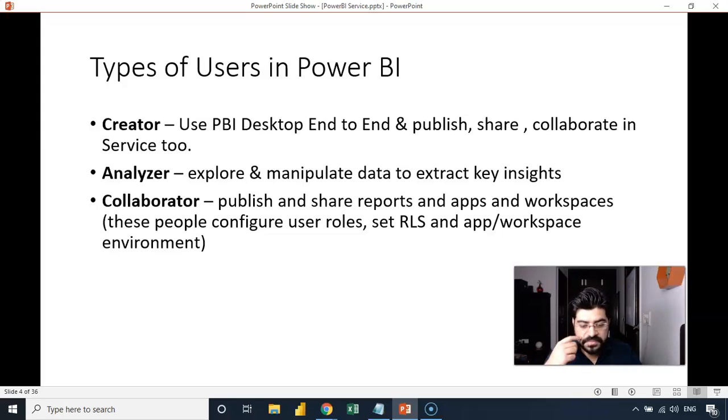Now, these are people who are specialized in the admin environment of the entire Power BI program, because they handle the RLS part, row level security part. They manage the entire Power BI service environment so that the team, the consumers, can easily consume the data, and they can easily share and collaborate with others. So these are the three major users when it comes to Power BI.